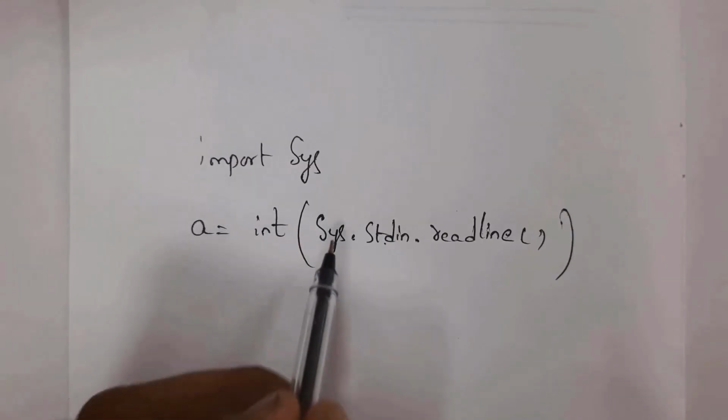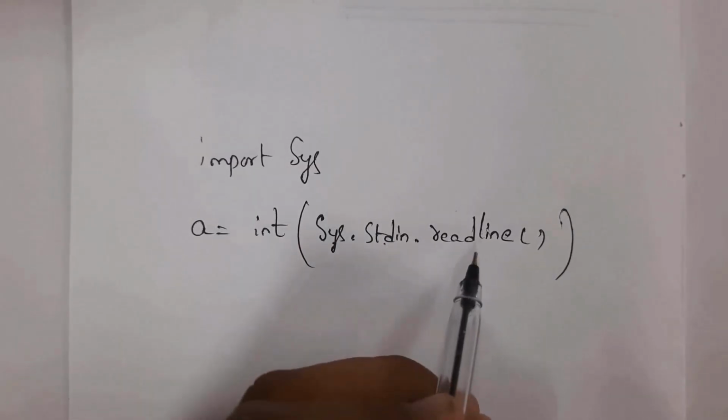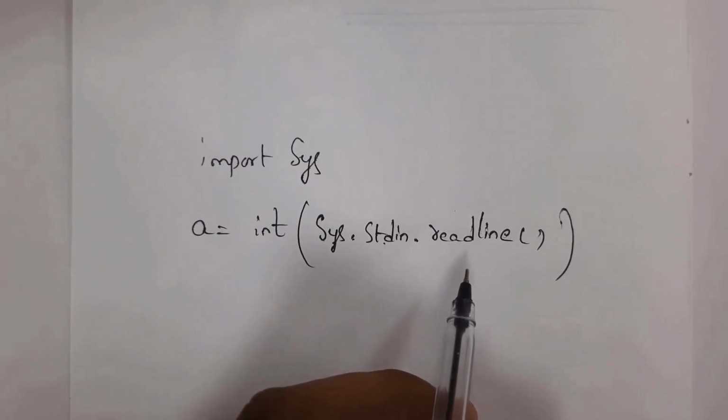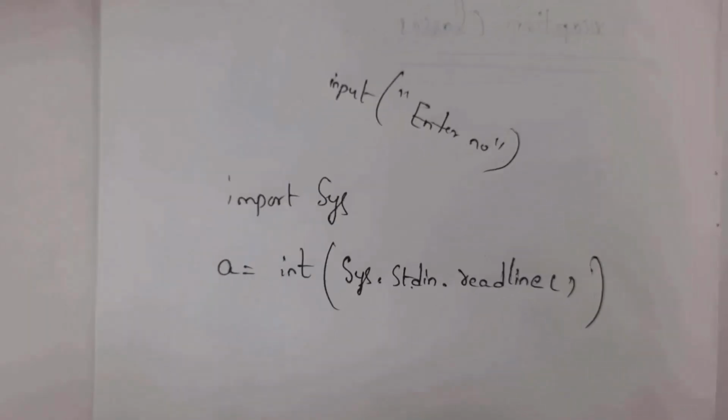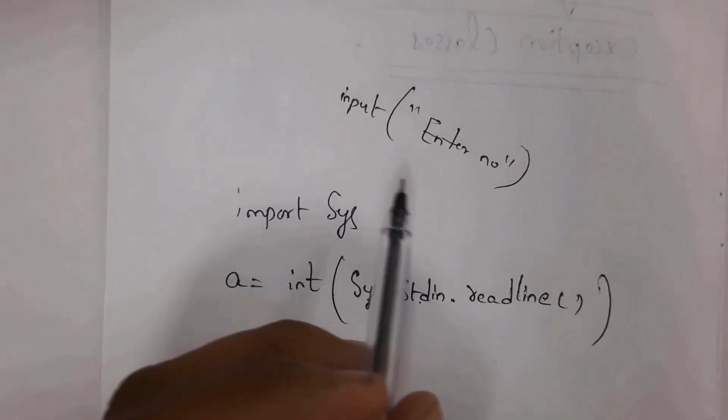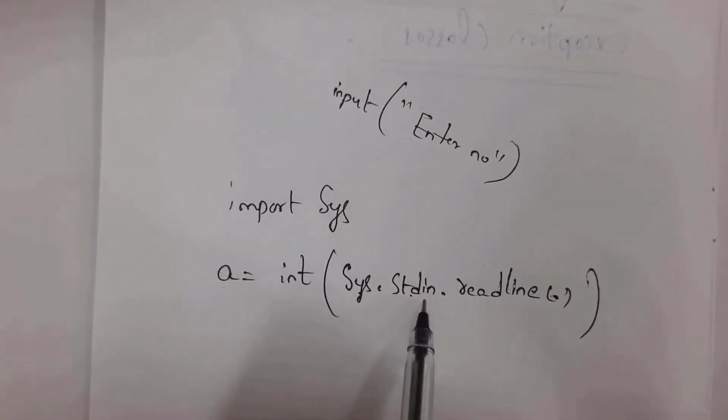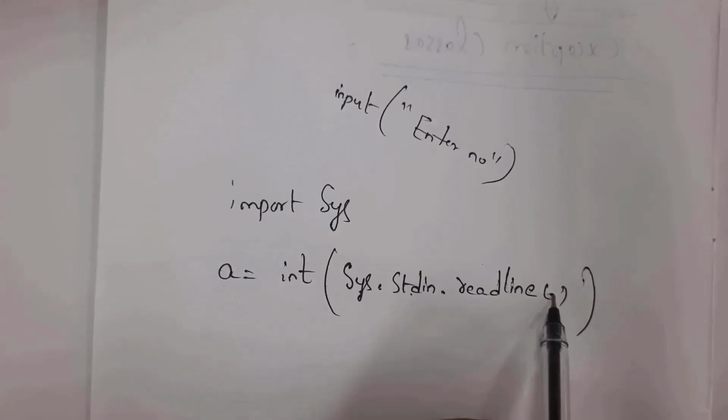By using sys.stdin.readline, we can enter any input. That too we can enter only integer value because I took here function int. So in the input function we can give data like enter number, whereas in stdin we cannot give any information inside these brackets. If you give any information like enter number inside this, it will display error.